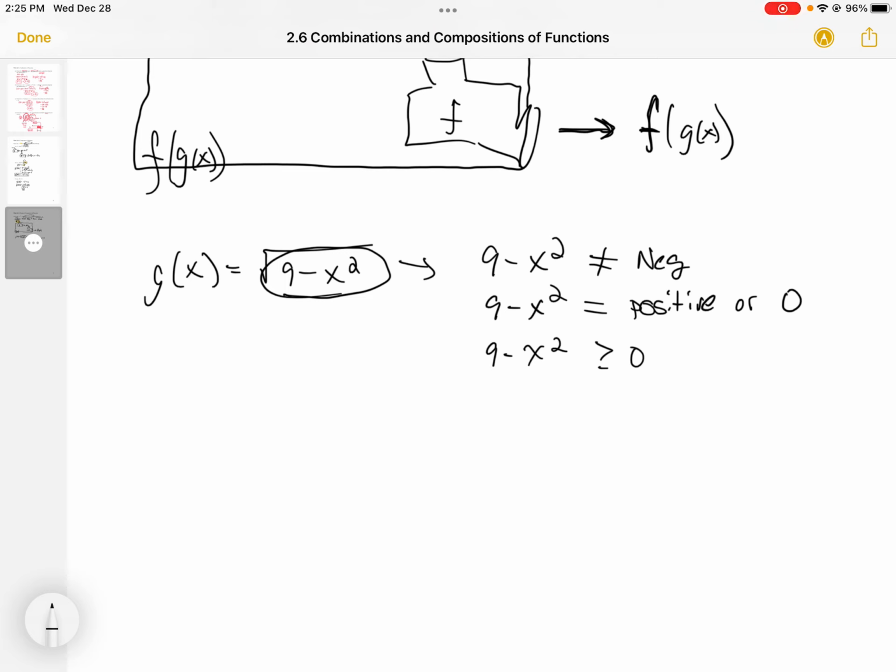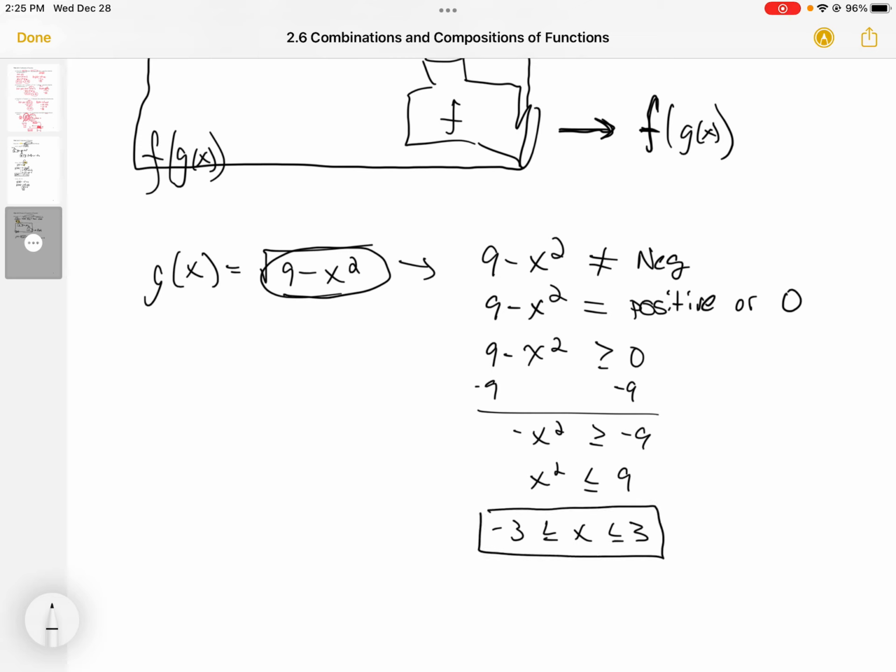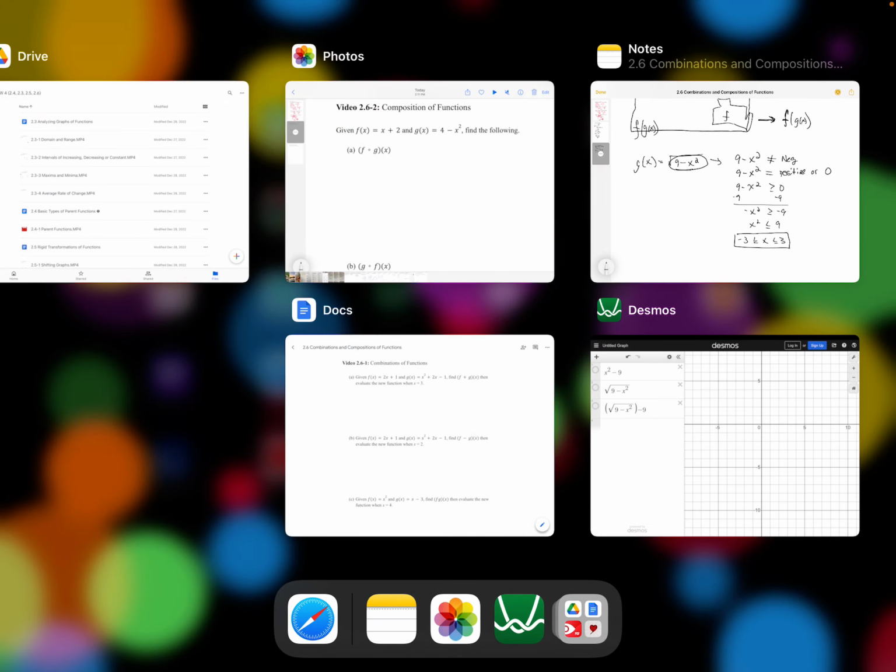By saying that it's greater than or equal to 0, it's the same thing as saying it's positive or 0. So now if we just solve this for x, we get negative x squared is greater than or equal to negative 9, and we can divide both sides by negative 1, so we get x squared is less than or equal to 9. So if we go ahead and solve this, we're going to find that x is between negative 3 and positive 3. So this is the domain of g of x, therefore it is the domain of f of g of x. And let's just take a moment and look to see how that looks on a graph, okay?